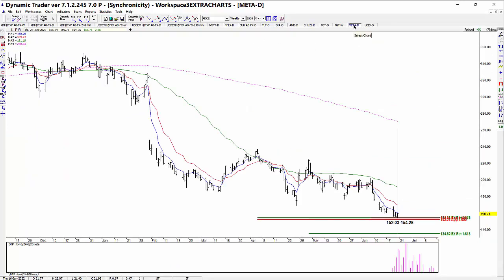Now this is definitely counter trend, but in Meta, we have a cluster but it is a counter trend buy. It comes in at 152.03 to 154.28. All right, let's see what else I missed as far as questions.